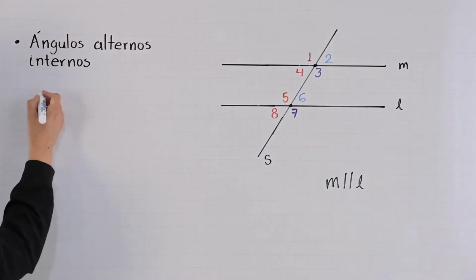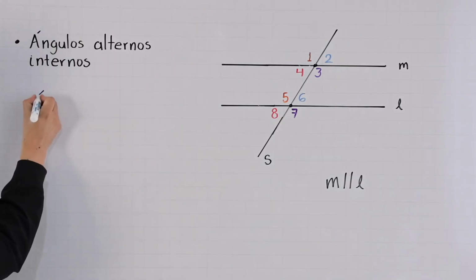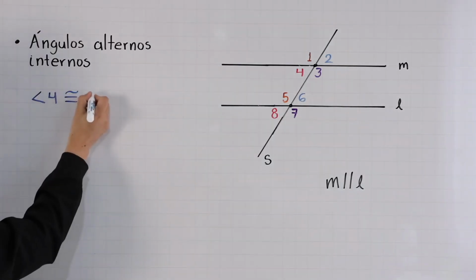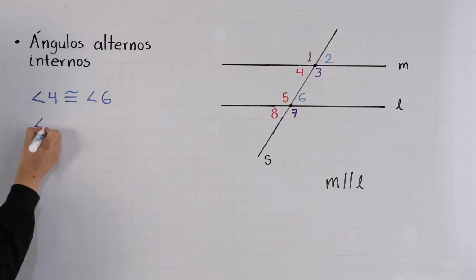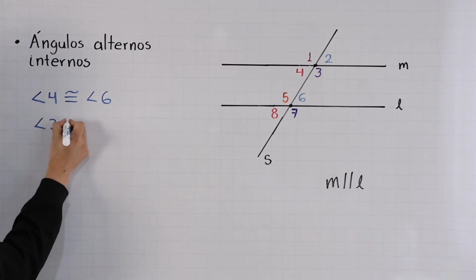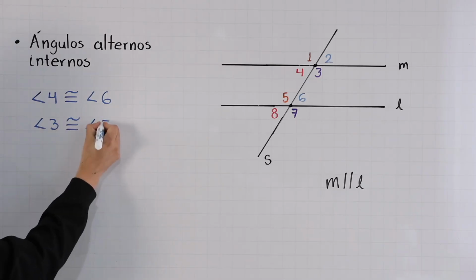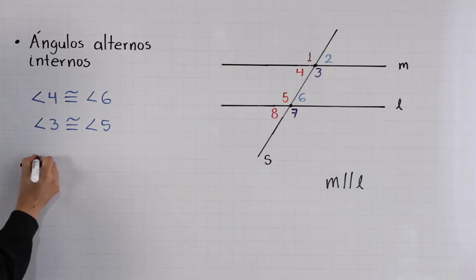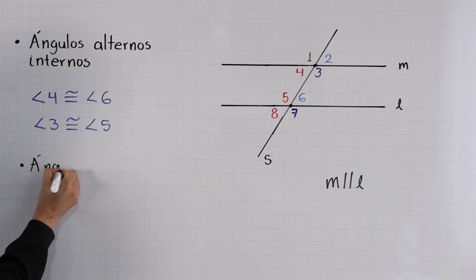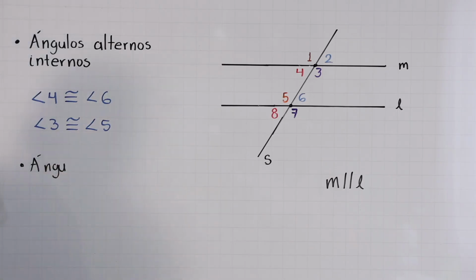So let's write that over here. Angle 4 is congruent with which angle? Well, we said, right? With angle 6, correct. And now, angle 3 is congruent with angle 5. All right? We also have that pair now. And since I have a little bit of space here, and I hope you more or less understood which are the alternate interior angles, now I'm going to show the alternate exterior angles.